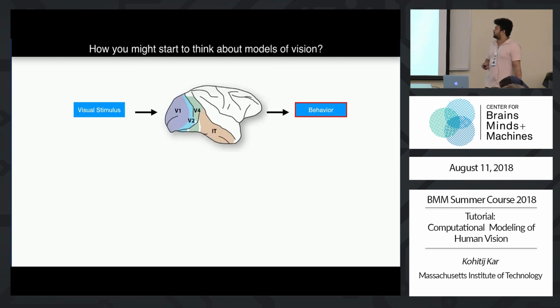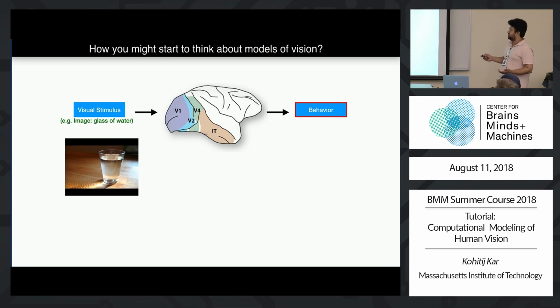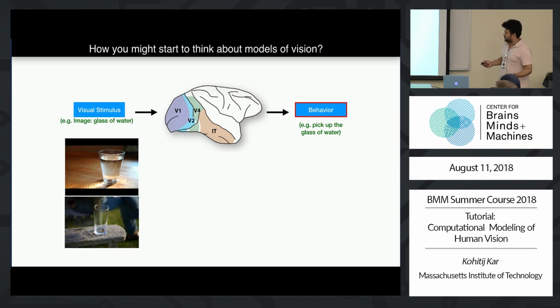So just to revise what Puya has been talking about, how I think about systems neuroscience in general is that you have an input to the brain, and then the brain represents the input and then does some behavior, like we make some motor movements. So for example, you're thirsty and you want to drink water, and you see a glass of water, then you go and pick the glass of water. But let's say you see this image, then you will not pick that glass of water because it's empty.